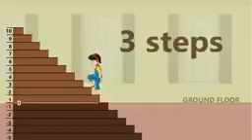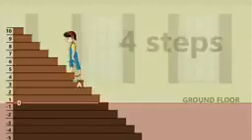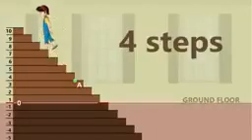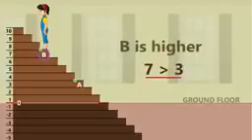In Jane's house, there is a flight of stairs which goes down in the basement. The same stairs go up till the terrace. From the ground floor, Jane climbs 3 steps. Mark this position as A. She now takes another 4 steps towards the terrace. Mark this position as B. Which of the two positions, A or B, is higher from the ground level? B is higher, so 7 is greater than 3.